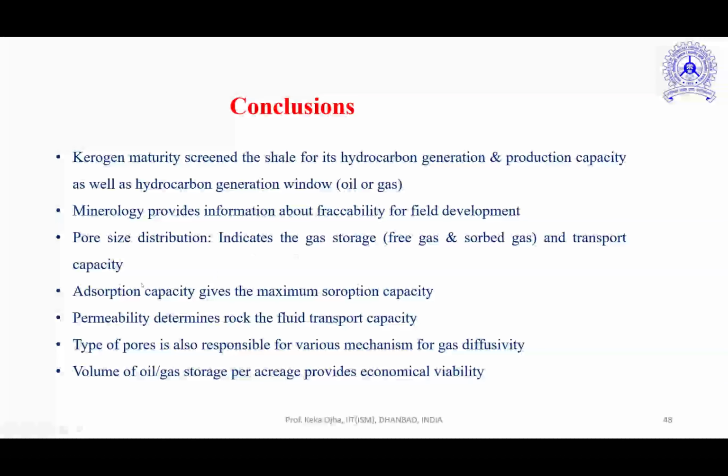So in that case, if we use different types of chemicals, adsorption in the shale and clay must be determined here. Permeability is to be determined for the fluid transport capacity, and the types of pore responsible for various mechanisms of diffusivity of gas and oil. If you use carbon dioxide injection, which you have studied, then diffusivity of gas is important. Pore volume of oil and gas storage per acre provides the economic viability.